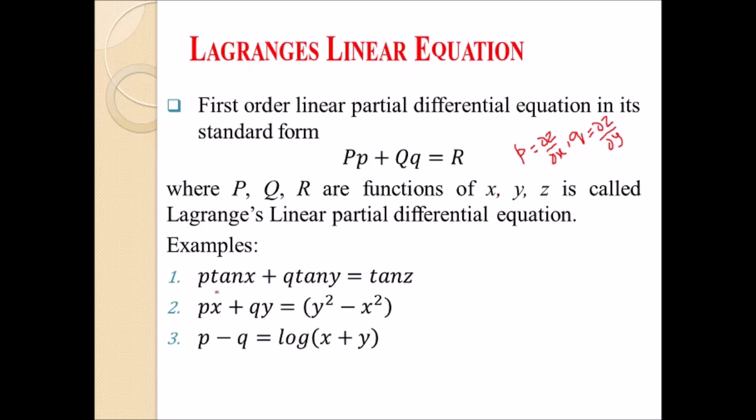For example, if you look into this, p tan x plus q tan y equal to tan z. Here capital P is tan x, capital Q is tan y, and capital R is tan z. Similarly, in example 2, capital P is x, capital Q is y, and capital R is y square minus x square. Here in the third example, capital P is 1, capital Q is minus 1, and capital R is log of x plus y.